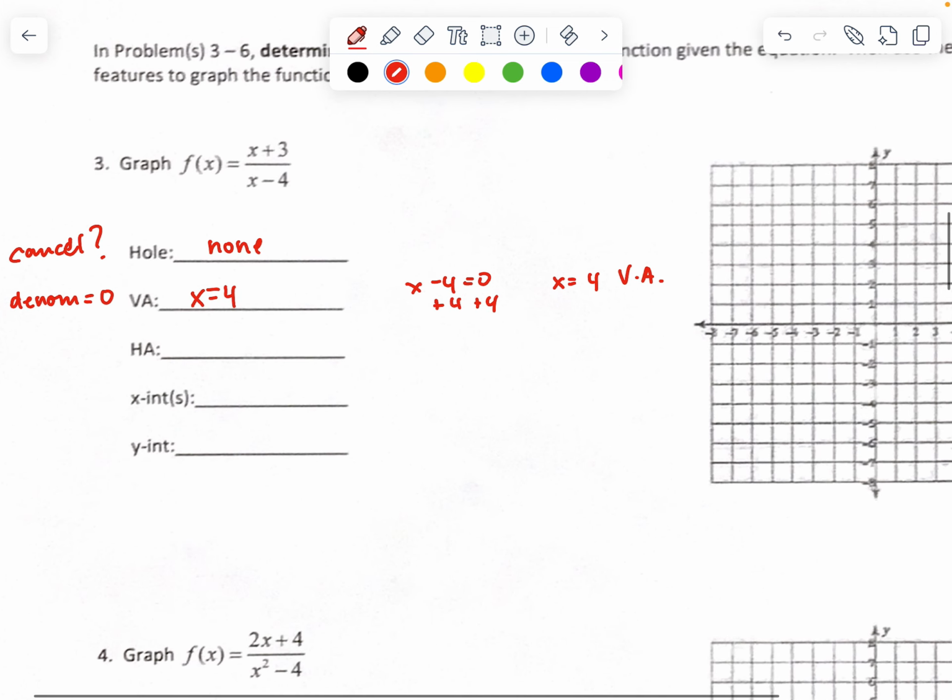All right. Horizontal asymptote. Look at the degrees. They are equal to each other. That means this is balanced. The coefficients are 1 and 1. So the horizontal asymptote occurs at y is equal to 1.